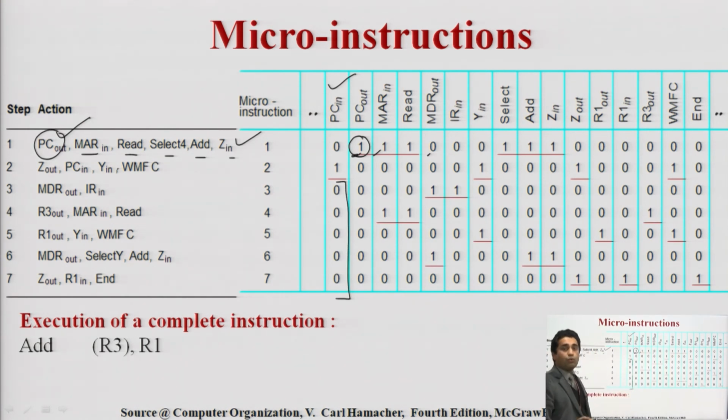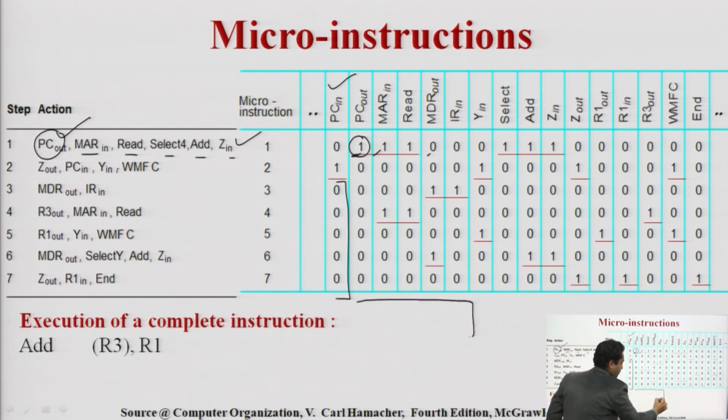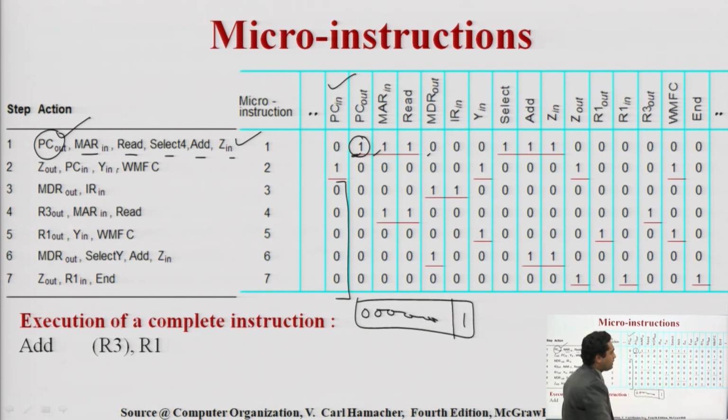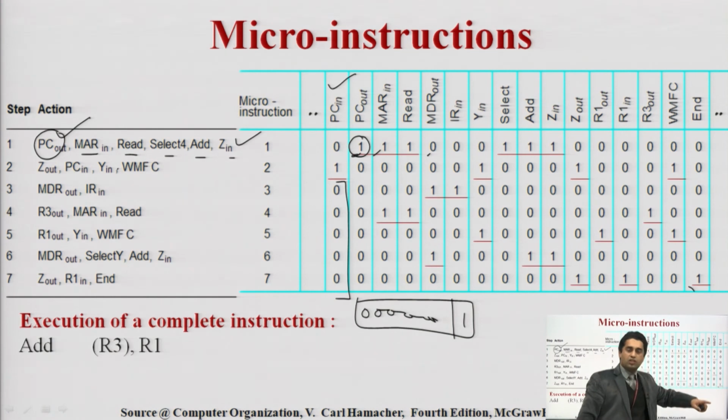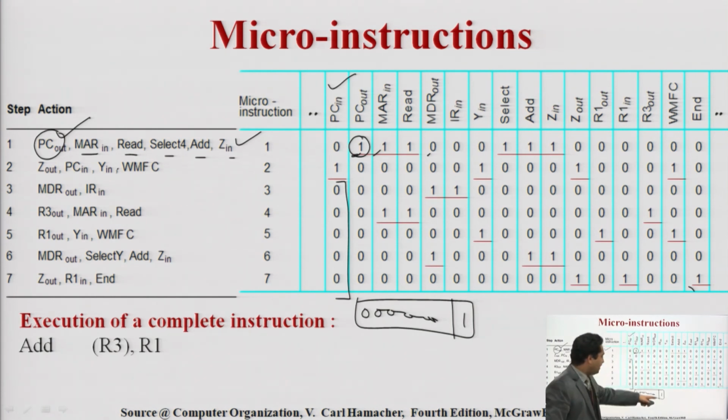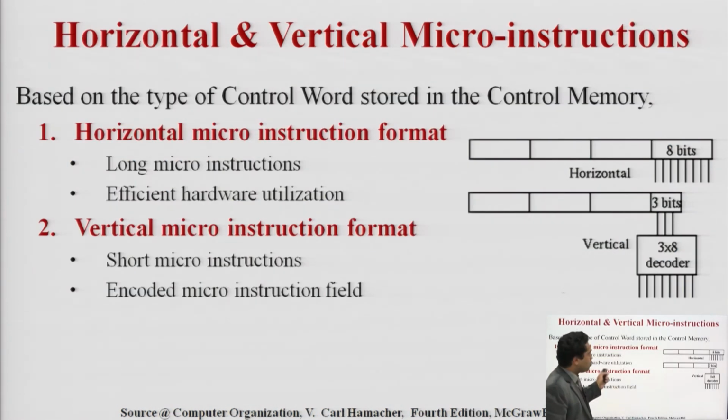So it is a fruitful part to do this, that we have reserved this, and out of these 20 bits, if I am saying the value is 0, 0, 0, 0, 0, 0 and the last one is 1, it means I want to just end the instruction, nothing else. So why is a 20-bit word required? Based on this concept, we have 2 categories, horizontal and vertical micro instructions.